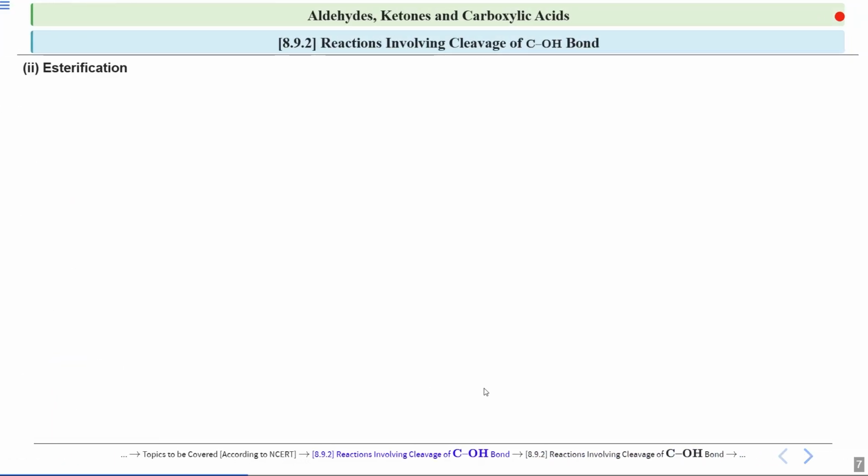Now we will see esterification. Esterification is important because it allows you to create esters. And esters have a wide range of applications, from fragrances to plastics.